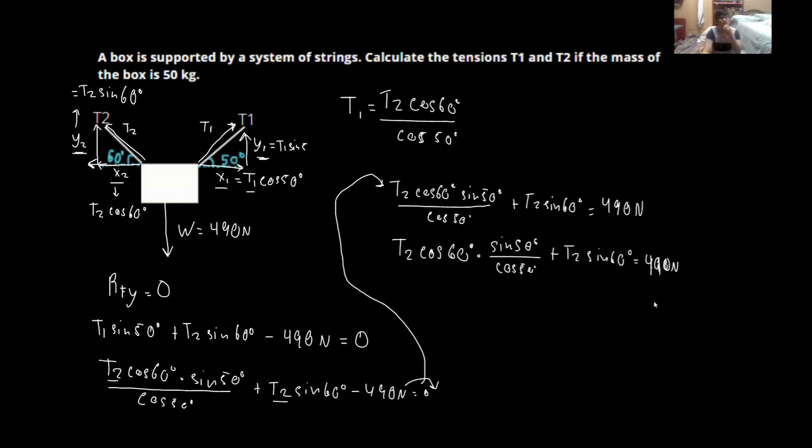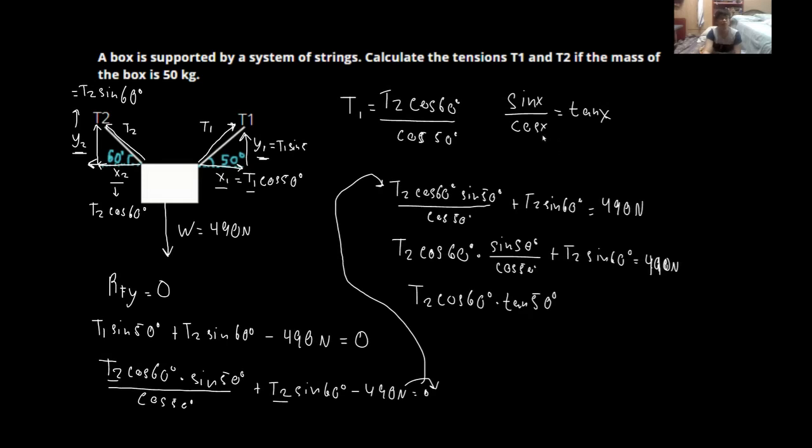Remember, if sine x over cosine x is given, this is equivalent to tangent x. Yes, they are equivalent. So since we have sine 50 degrees over cosine 50 degrees, this can be rewritten as cosine 60 degrees times tangent, and you copy their same angle, 50 degrees.